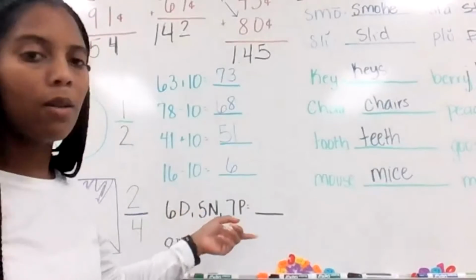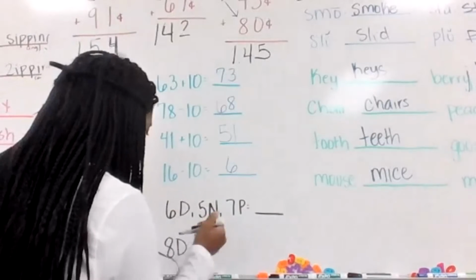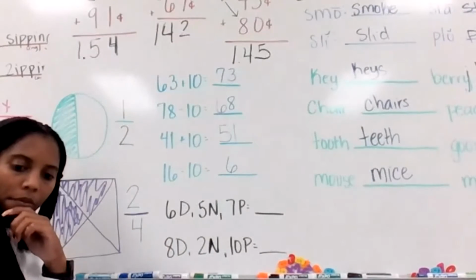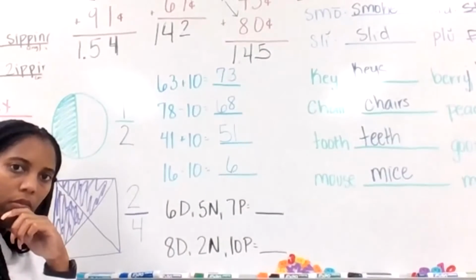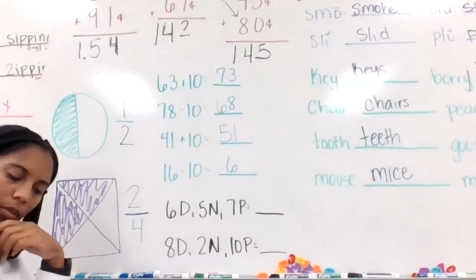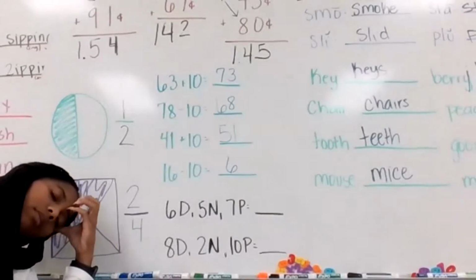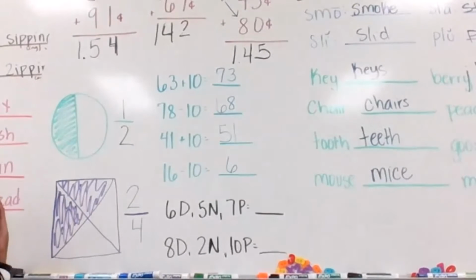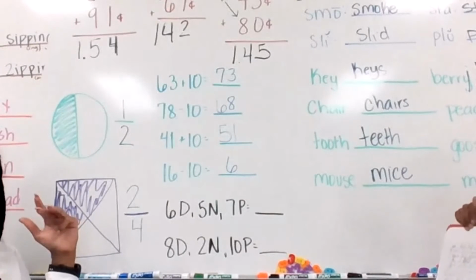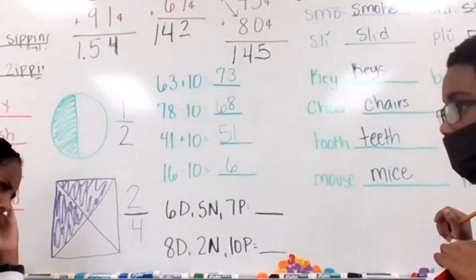Awesome. All right. Can you figure out how much money? Write it down. 6 dimes, 5 nickels, 7 pennies. I got it. That was easy.